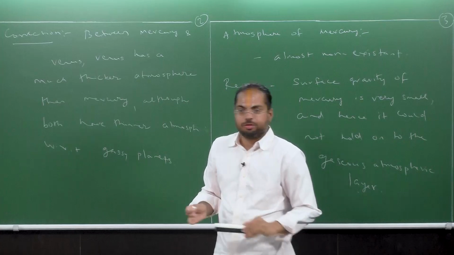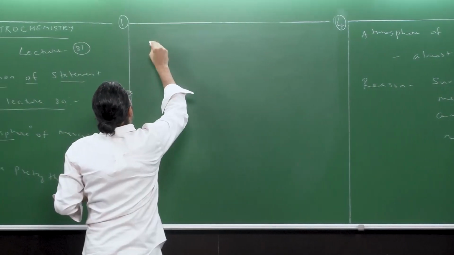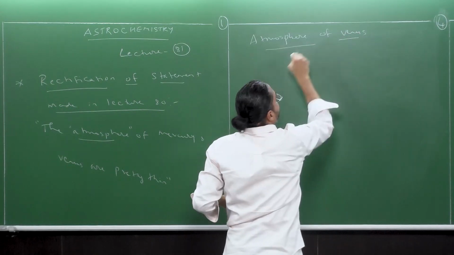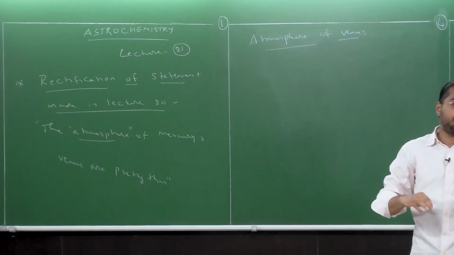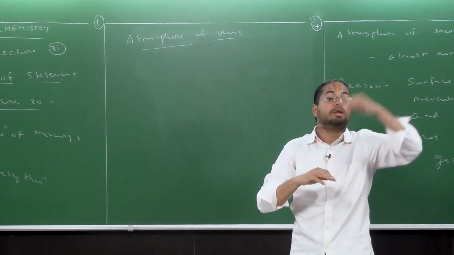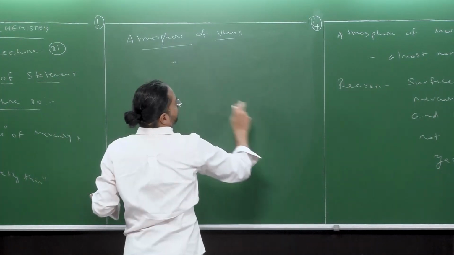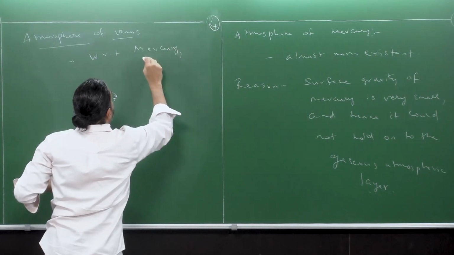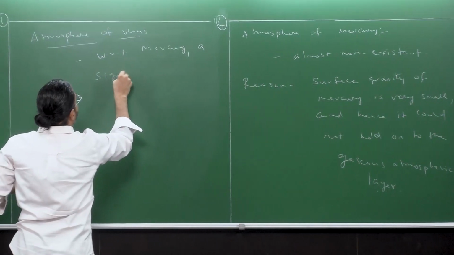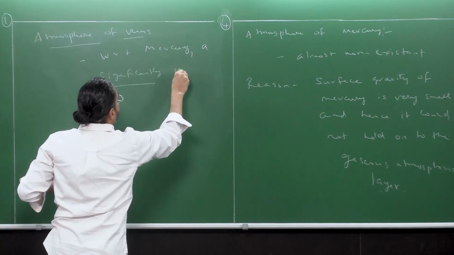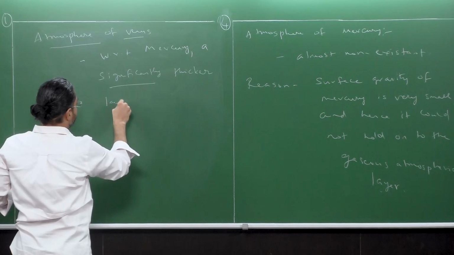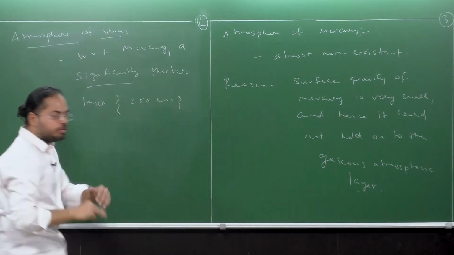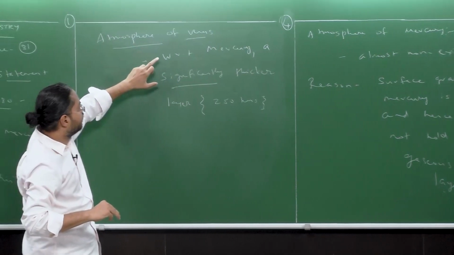But with Venus, it's a completely different story. When we discuss the atmosphere of Venus, measured from the surface of Venus, it extends up to approximately 250 kilometers. With respect to Mercury, therefore, it is a significantly thicker layer extending up to approximately 250 kilometers right from the surface of Venus.